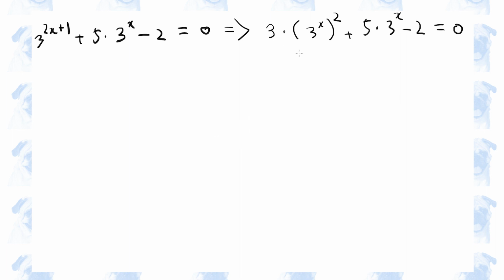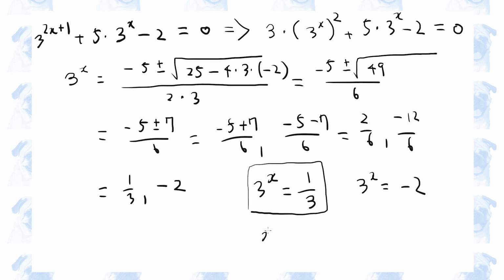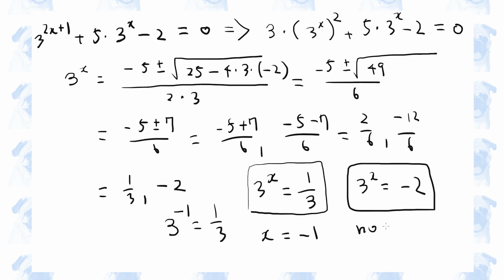Now, once again, this is a quadratic equation, so we can use the quadratic formula to solve this equation. So 3 raised to the power of x is 1/3 or minus 2. In the former case, x must be minus 1, because 3 raised to the power of minus 1 is 1/3. In the latter case, there is no solution, because if you remember the graph of exponential functions, the graph is entirely above the x-axis. So x equals minus 1 is the only solution.